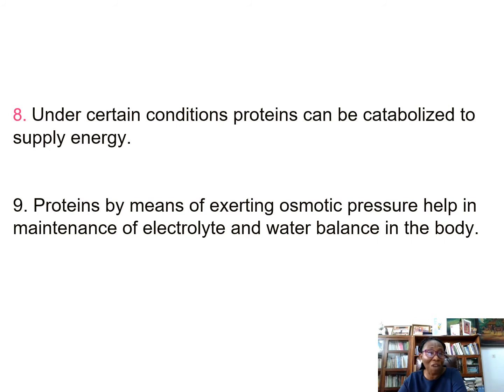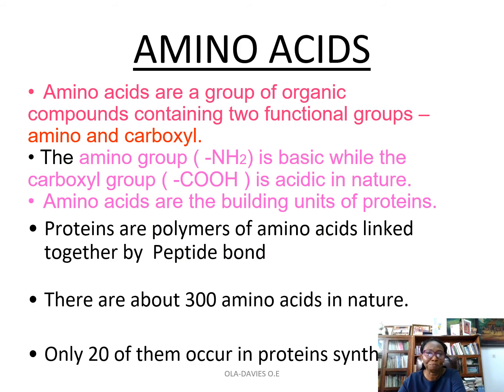In the absence of carbohydrates, you see proteins being used up to provide energy. Those are alternative pathways of energy synthesis when the body is desperately in need of energy. Proteins can be used as a source of energy. Proteins, by means of exerting osmotic pressure, also help in maintenance of electrolyte and water balance in the body.